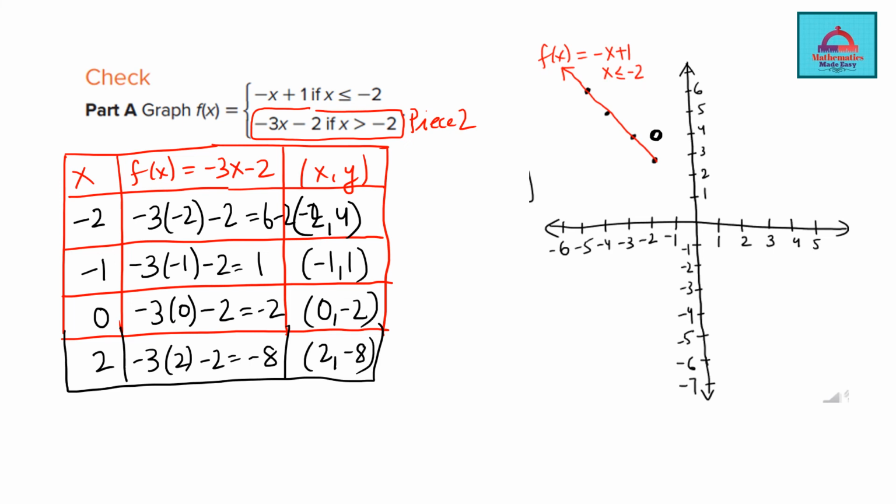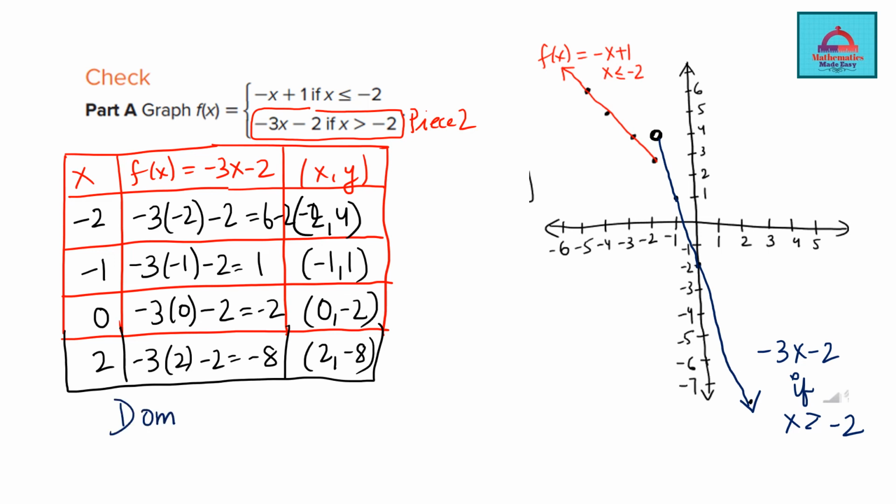The first one we have already done. Now -1, 1 is the next one. It's a closed dot. 0, -2 is the next dot. And 2, -8 will be somewhere here. Okay, now let's join these points also. I'm going to join this with a blue color. Now remember, I'm drawing freehand. You have to use your ruler so that it's a straight line. So this is where the second part, -3x minus 2, if x is greater than -2, is going to lie.